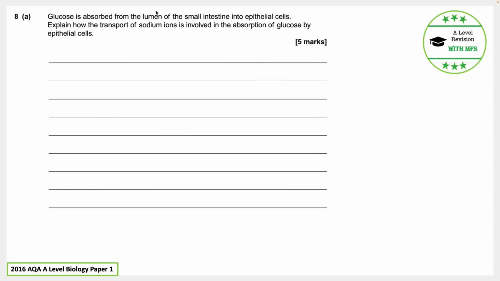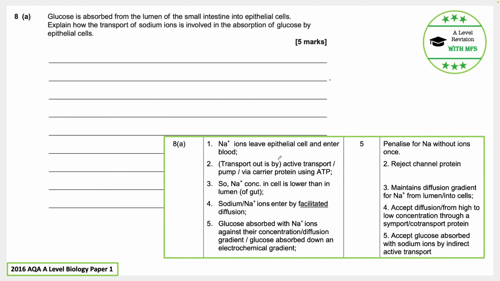Okay, so if I show you the mark scheme for this question straight away, we've got sodium ions leave the epithelial cell and enter the blood. Remember, it's ions. It says in the question, so it will say it in the mark scheme. Okay, and it says penalize for Na without ions once. So if you say it, you're going to lose the mark. So sodium ions leave the epithelial cell and enter the blood.